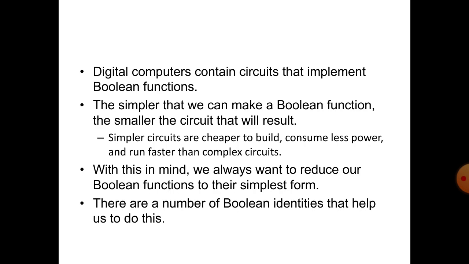Digital computers contain circuits that implement Boolean functions. The simpler that we can make a Boolean function, the smaller the circuit that will result. Simpler circuits are cheaper to build, consume less power and run faster than complex circuits. With this in mind, we always want to reduce our Boolean functions to their simplest form. There are a number of Boolean identities that help us to do this.